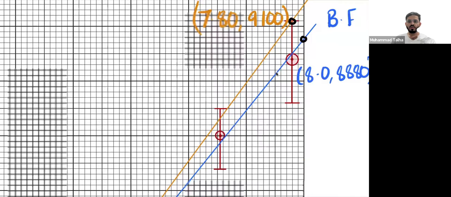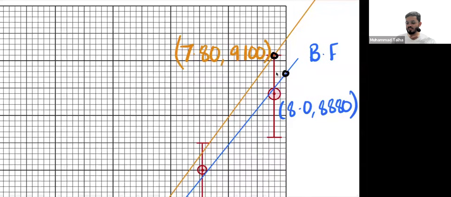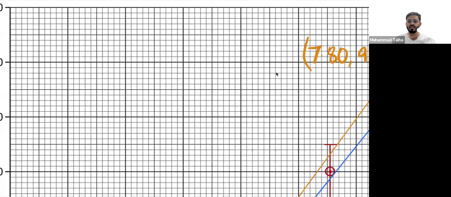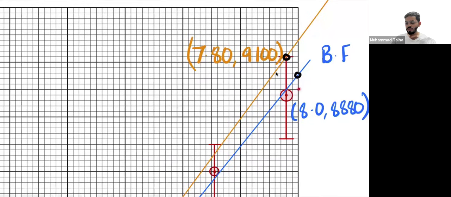That's because this value is 8500. This is 8550. No, just a second. Sorry, this is 8750 right in the middle. So 8800, 8850, and somewhere in the middle. So I've eyeballed that as 8880.